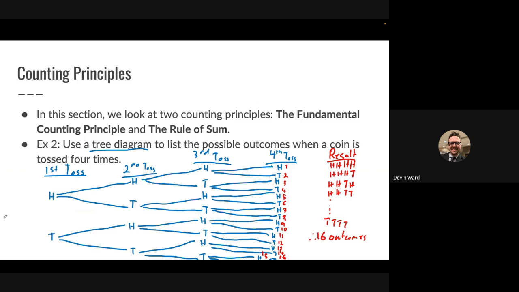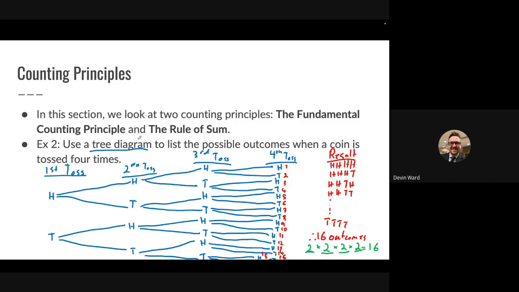Or again, if we just multiply it, our first result could have been a heads or a tails. Heads or tails, we have two options. Okay. Our second outcome, again, is heads or tails. So we have another two options. Then the third one, two options. So we just multiply them all together, and that also equals 16. Okay. So this in the green is a lot easier than all the blue and red.